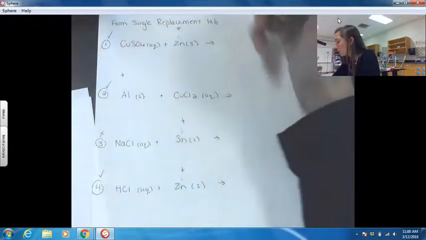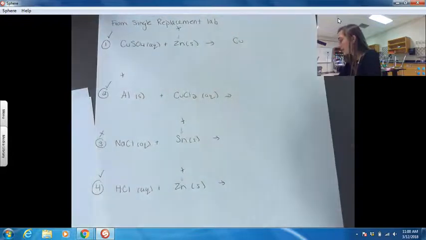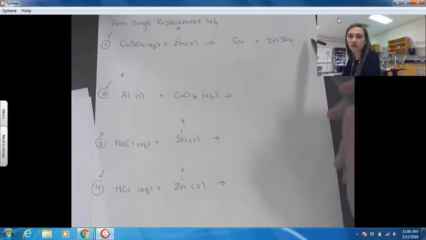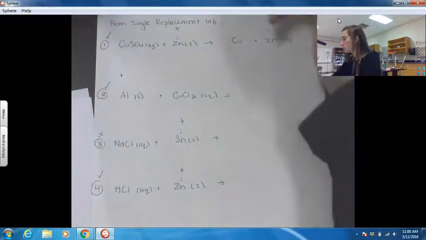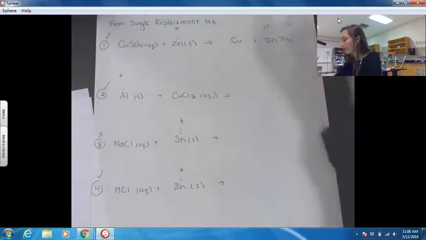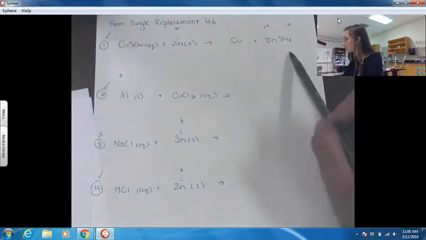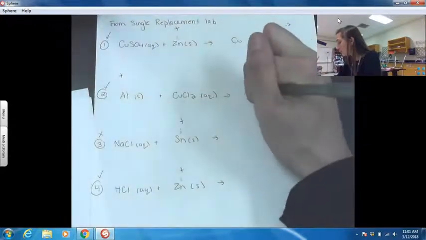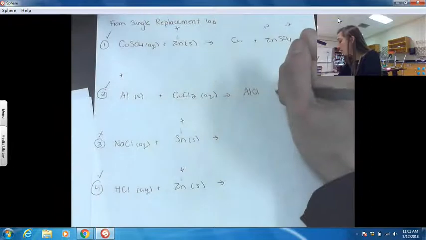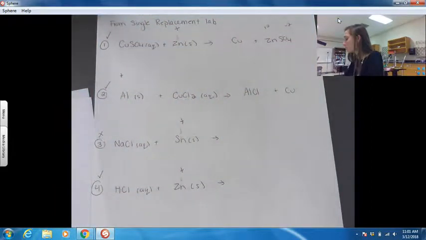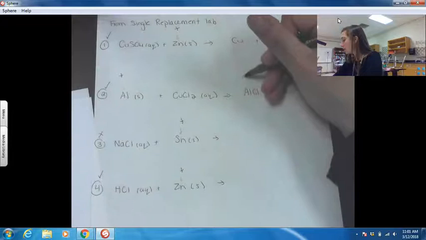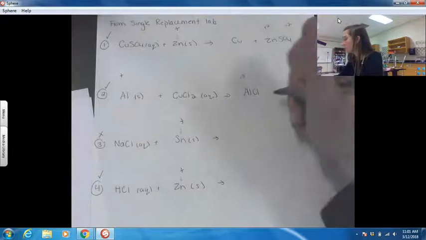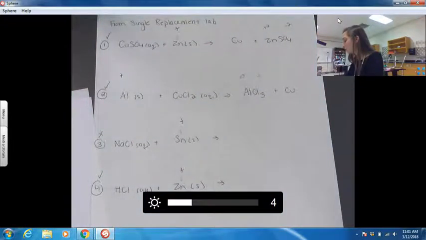So we're going to go ahead and kick those out so that copper is now by itself, and zinc is now with sulfate. Remember, whenever we form a new compound, we have to check those charges. Zinc has a +2 charge, sulfate has a -2 charge, so it's already neutral. Then aluminum's kicking out copper, so we have AlCl plus copper is now kicked out. Again, we have to check our charges. We know by looking at the periodic table that aluminum has a +3 charge, chloride has a -1 charge, so it's going to become AlCl3.